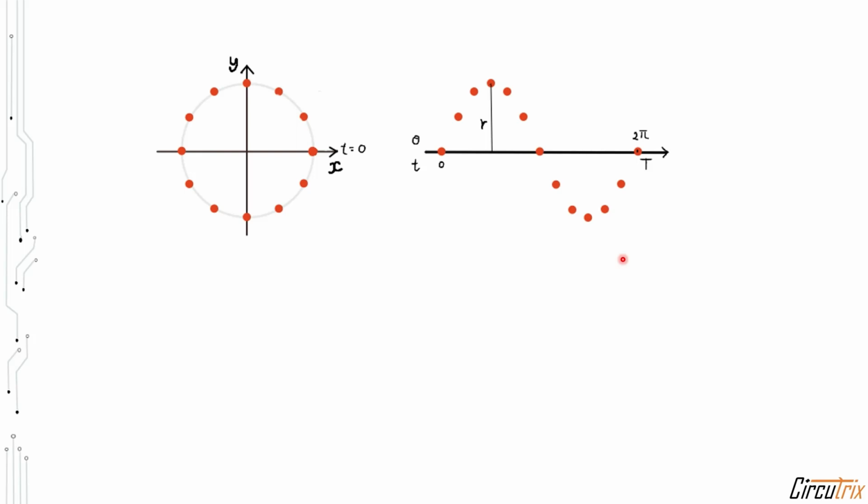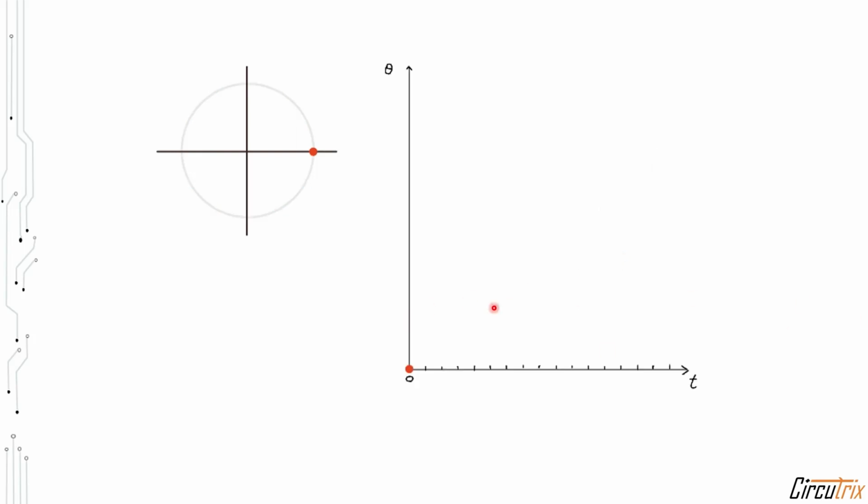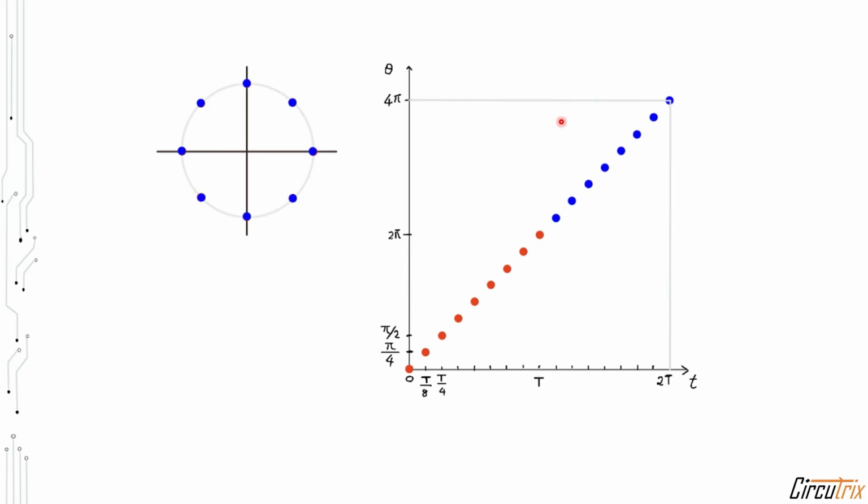Now the phase variation with respect to time in a separate graph. As we can see from here, the phase of the signal changes linearly over time and completes exactly 2 pi radians per period. Every period it gets repeated, so it exactly completes 2 pi radians.